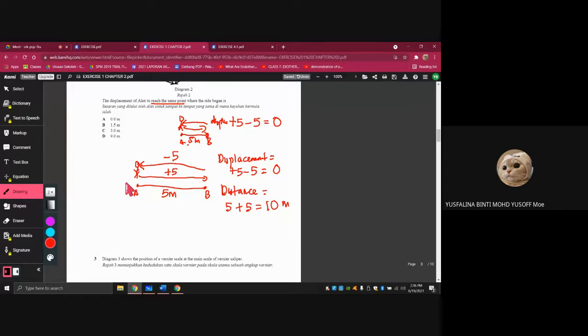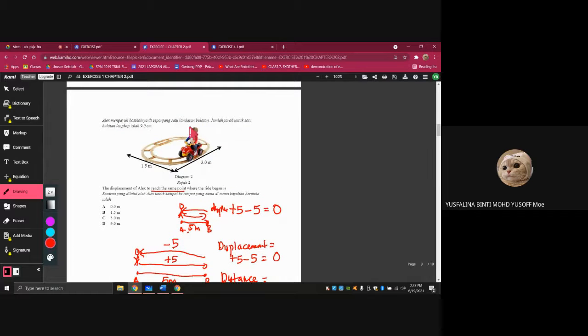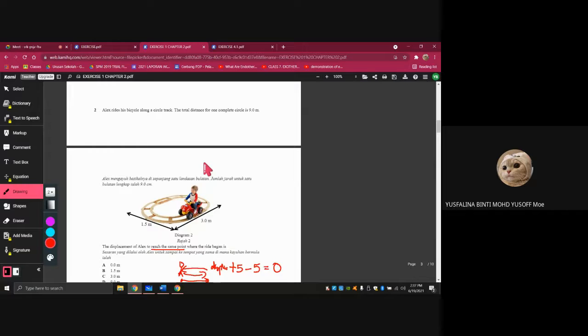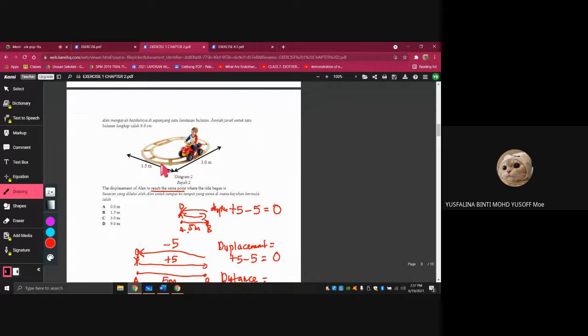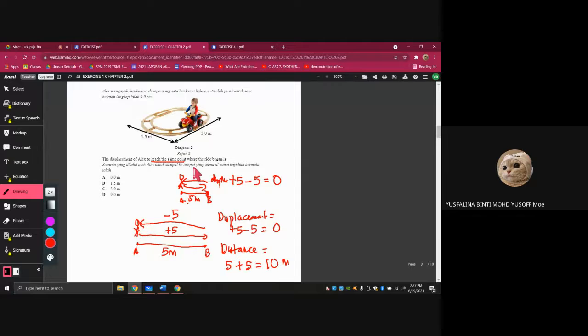They give you the clue already there: to reach the same point where the ride began. It means it comes back to the initial position, so the displacement is 0. But if they ask you to calculate the distance, you just ignore the direction and add. For this one, on the circle track, the total distance should be 9 meters, so the answer is 9 meters if they ask you to find the distance.